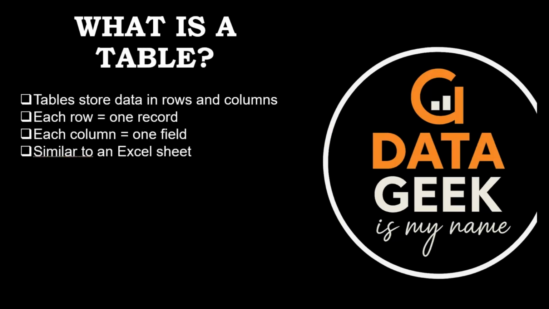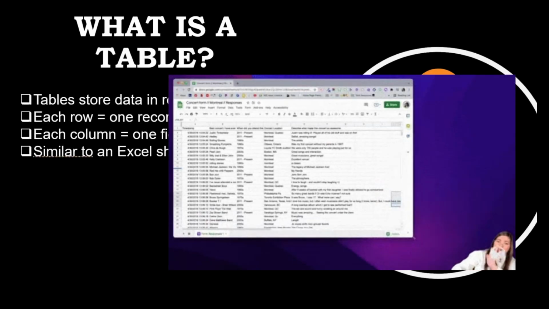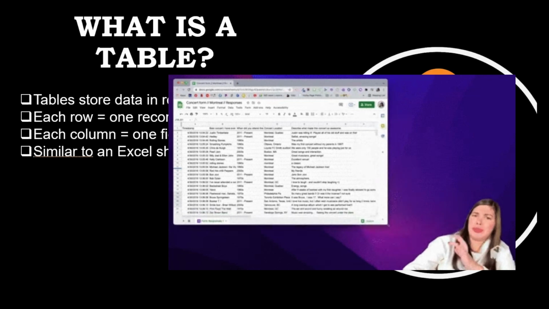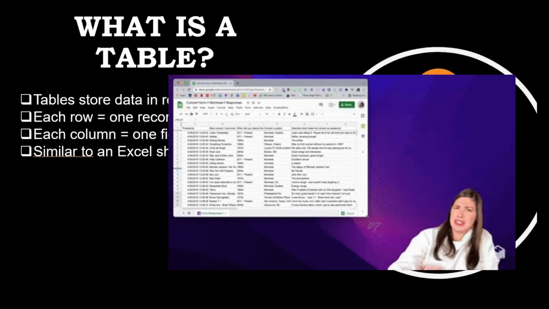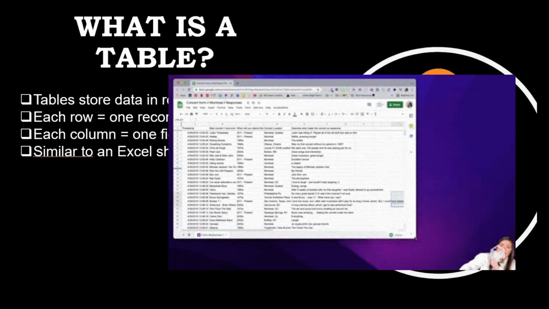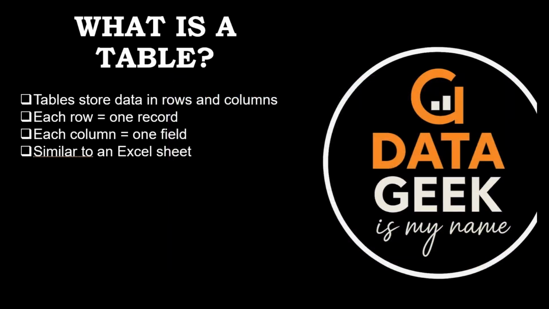And what is a table? Well, tables store data in rows and columns. Each row equals one record. Each column equals one field, similar to an Excel sheet. Tables live inside a database and can be queried using SQL.